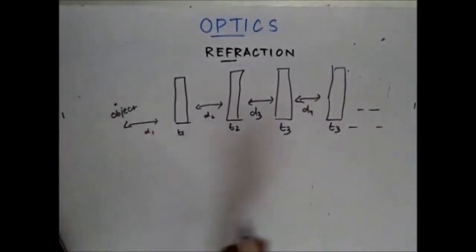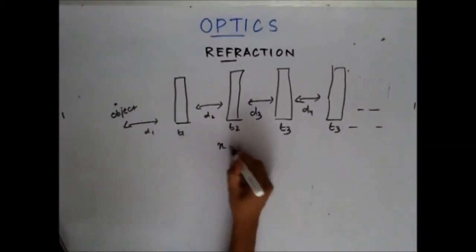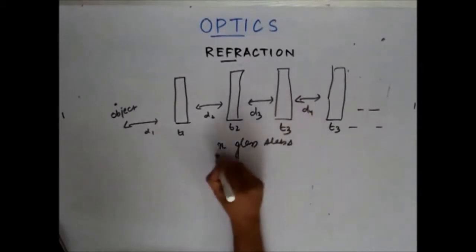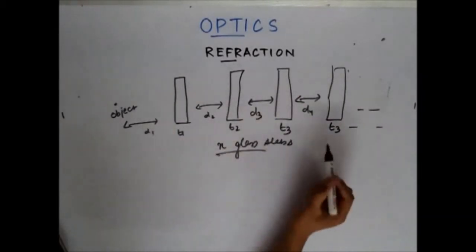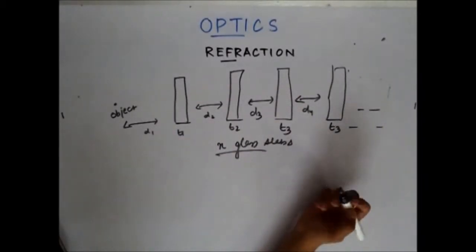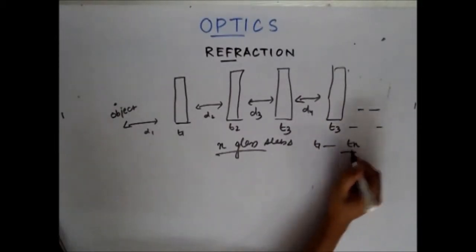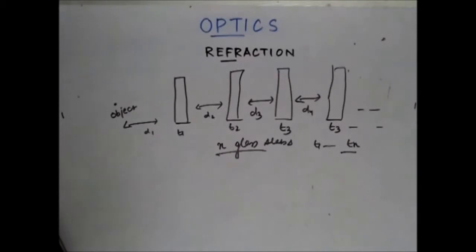It goes on. There are, let's say, n glass slabs kept, and the distance varies as d1 till dn, and the thickness varies from t1 to tn. The question is, what is the final shift in the object position?